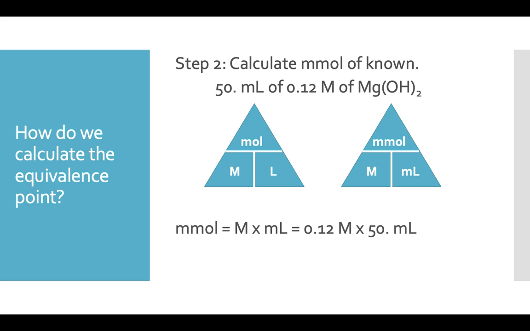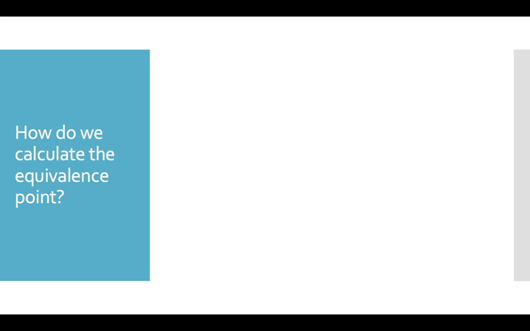So looking at the triangle, if we're trying to calculate millimoles, then we need to take the molarity we were given and multiply it by the volume in milliliters. So the molarity was 0.12 and the volume was 50 milliliters. That gives us a product of 6 millimoles of magnesium hydroxide. So that's how much magnesium hydroxide is present in the solution.